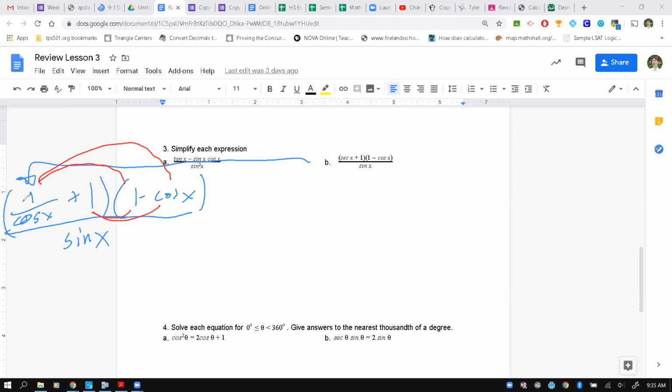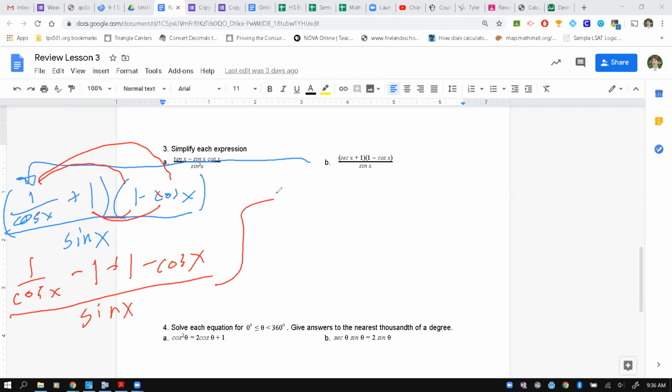Okay, so if we double distribute, we got 1 over cosine times 1. 1 over cosine times cosine, or negative cosine, well, that would just be negative 1, right? Cosine and cosine will cancel. All right, and then my second term, 1 times 1 is 1. 1 times negative cosine is negative cosine over sine. And then if you combine like terms here, negative 1 plus 1 is 0, so you get this. And now if you look back at our previous problem, I bet you could take this the rest of the way, because this looks like a step that we got in part A.